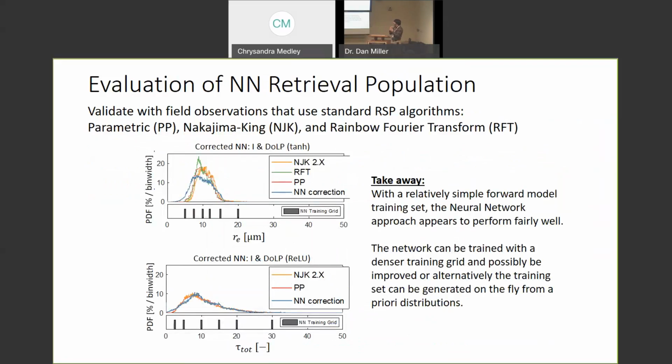The main thing here is that we found that it worked relatively well, considering we were kind of naively just throwing stuff at it. In terms of the mean retrieval, it's kind of in the ballpark, and for droplet size and also for optical thickness. There are some anomalies that can exist.